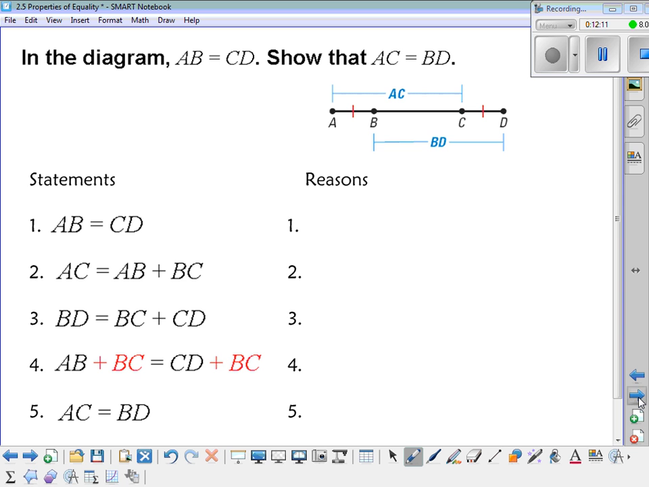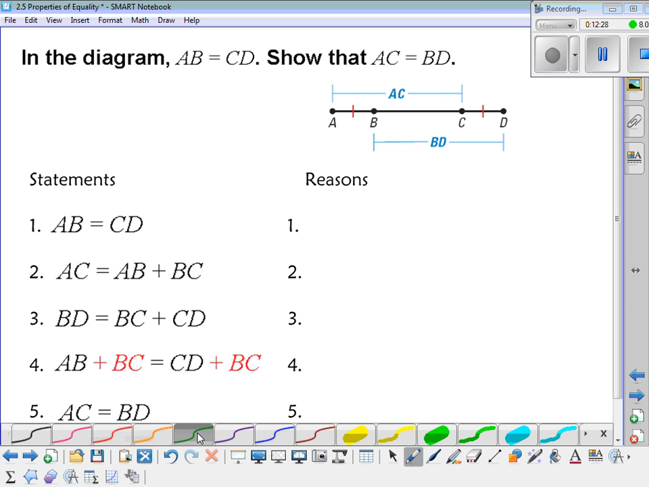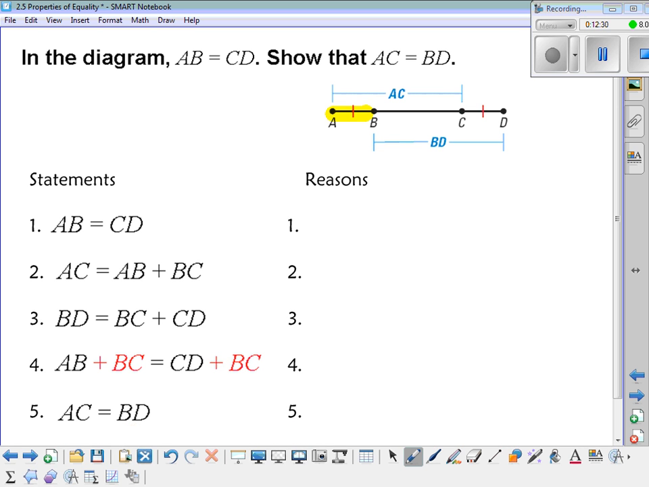All right, so now we're going to do a two-column proof. In the diagram, AB is equal to CD, and we are going to show that AC is equal to BD. So they already have the steps written out for you as far as the order of the steps, but let's just think about it logically for a minute. I know that these two pieces are congruent to each other.